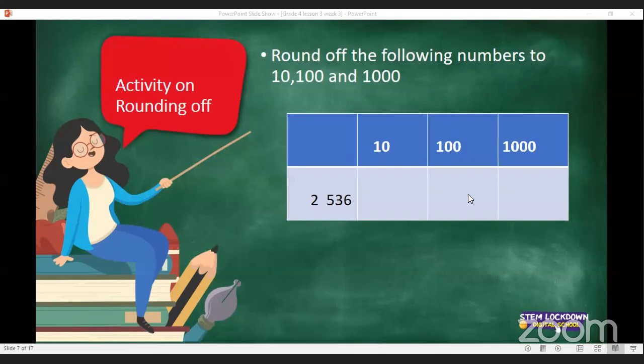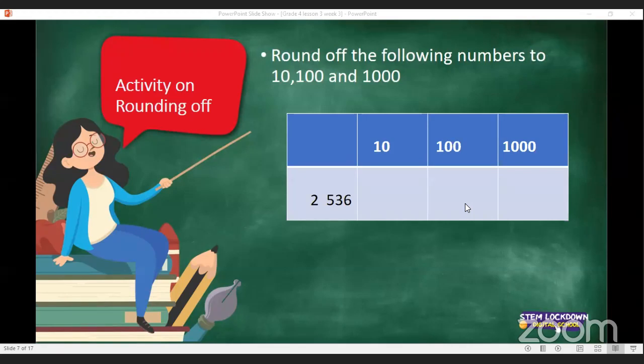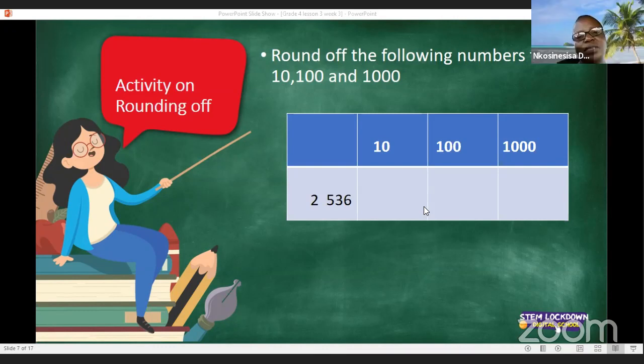Selepi. Okay, Selepi, you are unmuted. You can answer for us, my dear. Yes, ma'am. The answer is 2,500. Okay, but how did you get to the answer?